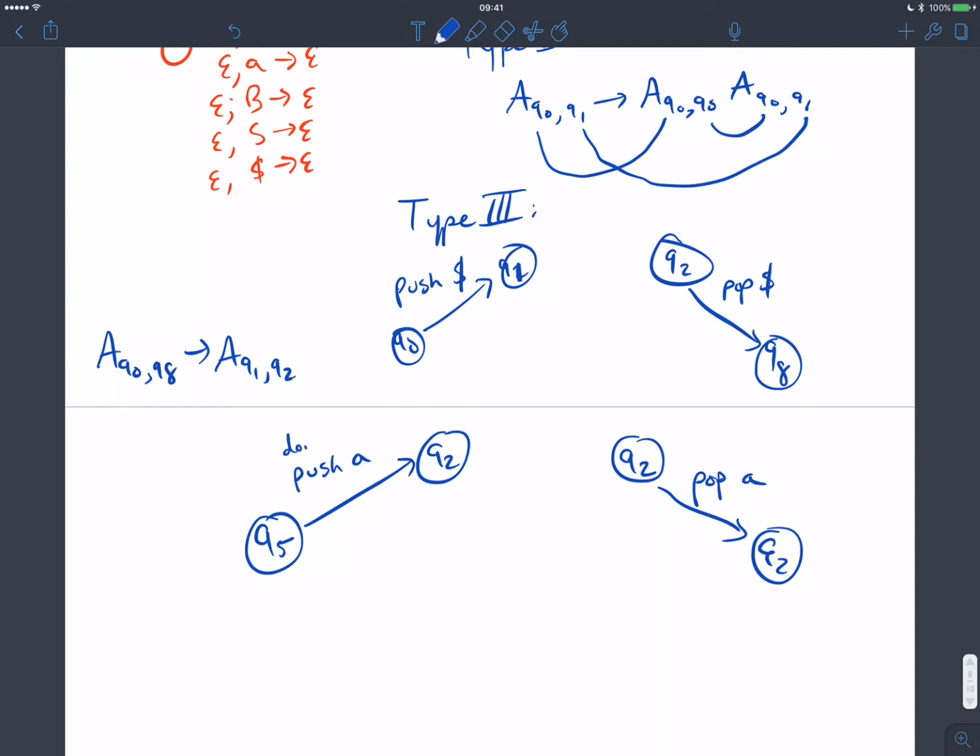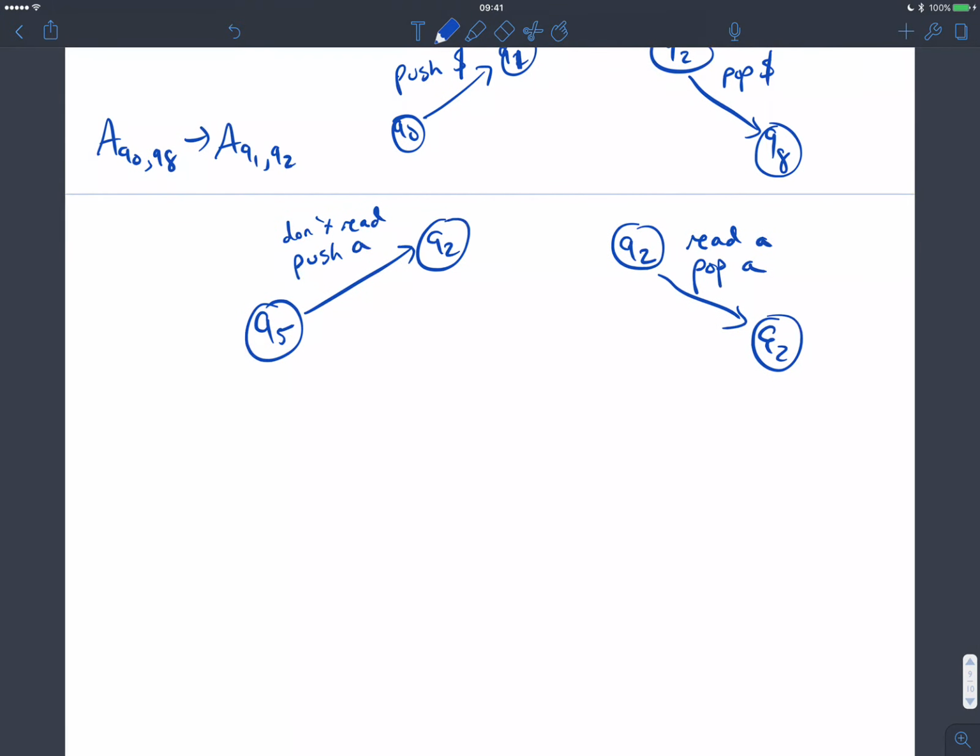Okay, so I should have, yeah, this should be don't read. And what does the Q2 to Q2 transition read? Yeah, this reads an A. So what should the rule that I make be? Yep, A Q5, Q2 will make what? Well, on my way from 5 to 2, what do I read? I don't read anything from 5 to 2, so epsilon goes there. What's the subproblem? A Q2, Q2, good. On my way from 2 to 2, what do I read? A.